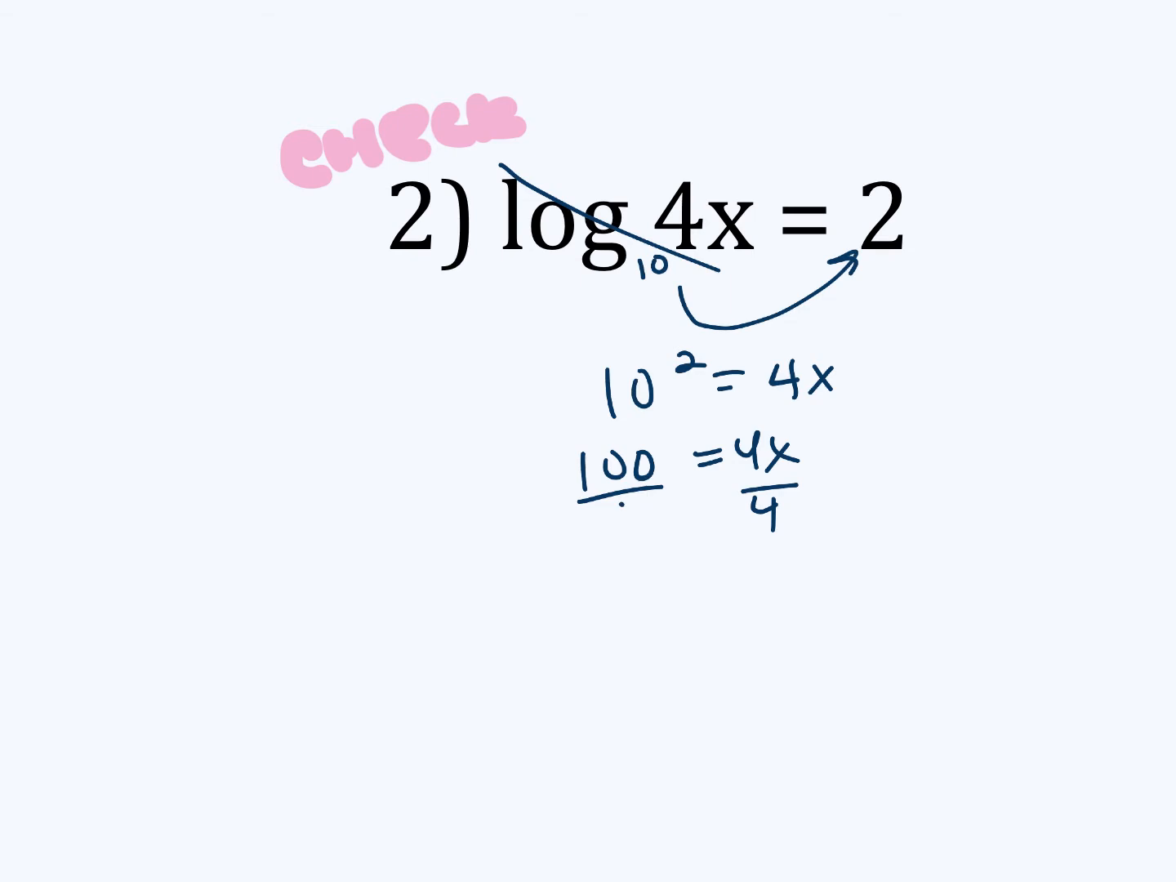Divide both sides by 4. And x equals 25. So even if you don't have 2 answers, you have to check it. So you're going to check here just to make sure it can be done. 4 times 25 is a positive number, and I can find the log of a positive number. So I get to keep it.